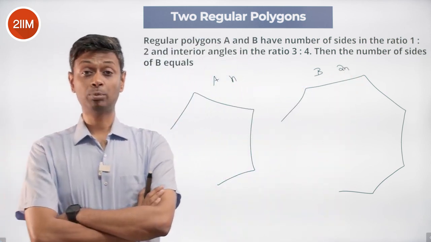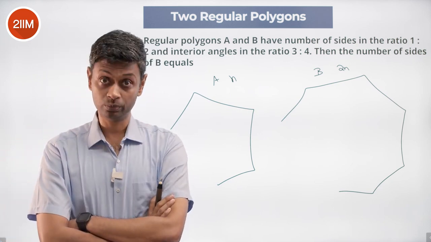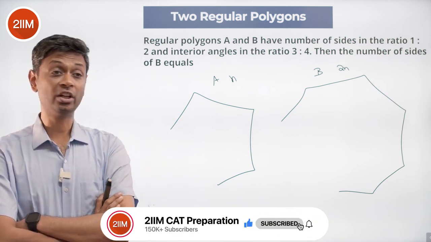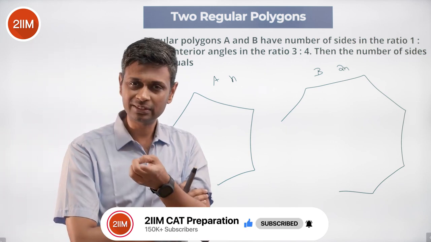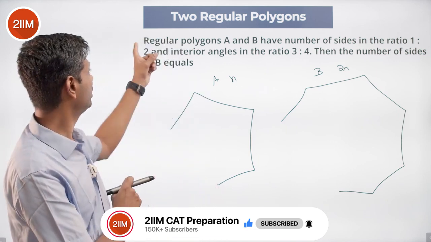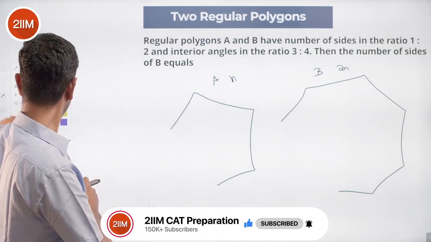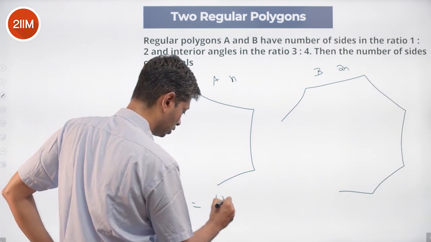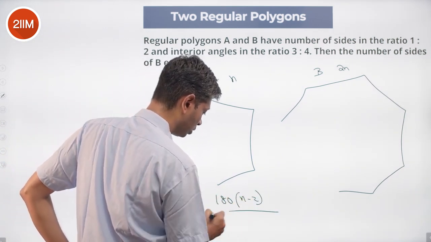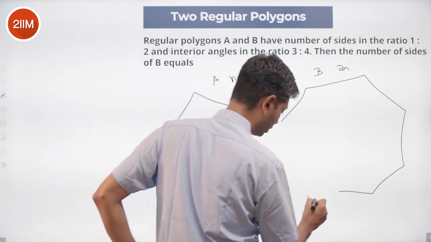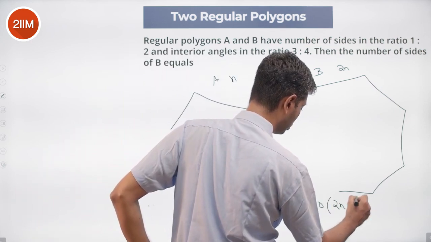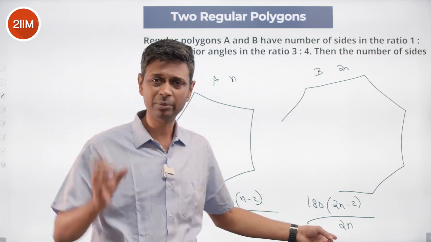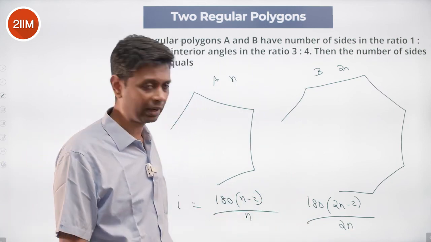The sum of interior angles of a polygon of n sides is 180 times n minus 2. So each interior angle is in the ratio 3:4. The sum of all interior angles divided by n will be each interior angle. Why? Because we're dealing with a regular polygon, where all sides are equal and all angles are equal. So each internal angle here is 180 into n minus 2 by n. Each interior angle here is 180 into 2n minus 2 by 2n. This is the total sum of all interior angles, divided by 2n, that will be each internal angle. This is the sum of all internal angles, divided by n, that will be each internal angle.